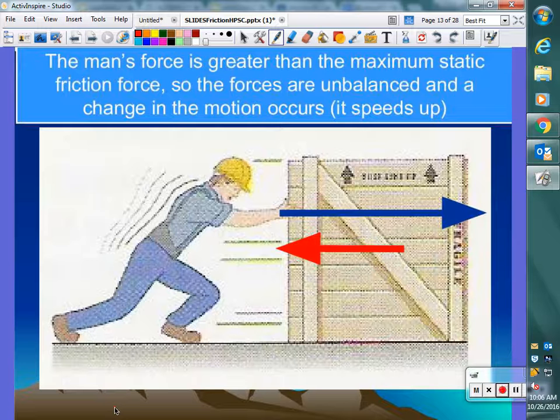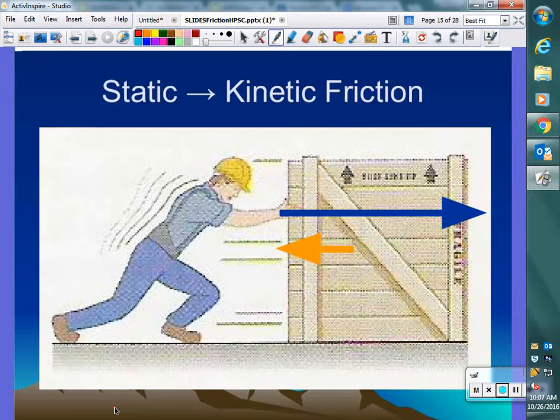But it depends on the object itself, right? A heavier object, a heavier box is going to have a greater maximum static friction. But it also depends on the surface that object is on, right? A rough surface is going to have a greater maximum static friction than the smoother surface. So do we know? Yes, we can measure that. You're not going to be responsible for measuring that, though. Okay. All right?